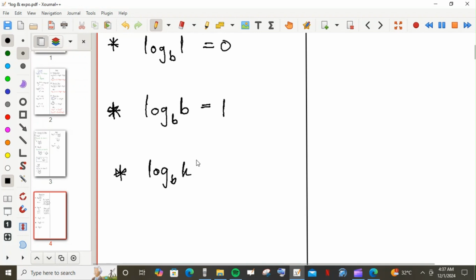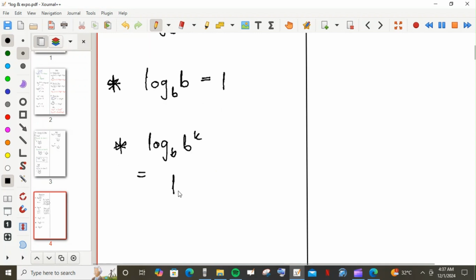Then another one. I think we have done this one already, but let me see whether you'll be able to. Now, we can apply the power rule. Your argument is raised to a certain power. The power will jump down. You remember that? So now this is the same as this. But don't forget that any logarithm to the same base is what? 1. So this is the same as K. I hope you don't forget this one.